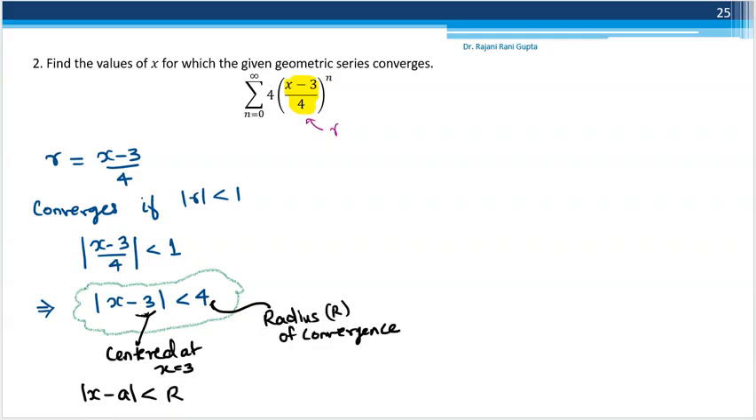Now, coming to our solution, we have the absolute value of x minus 3 less than 4. So what does this give you? This implies that the value of x minus 3 lies between minus 4 and plus 4.